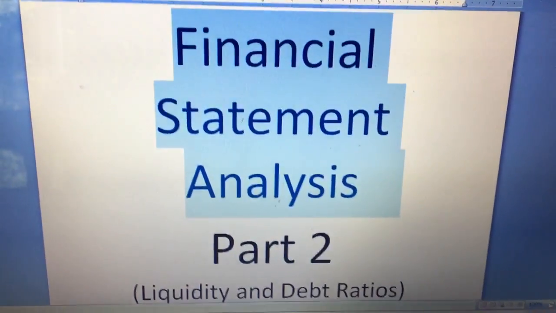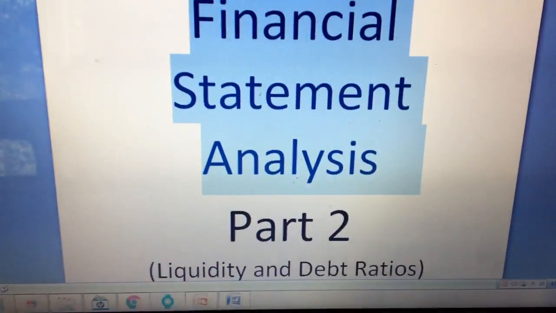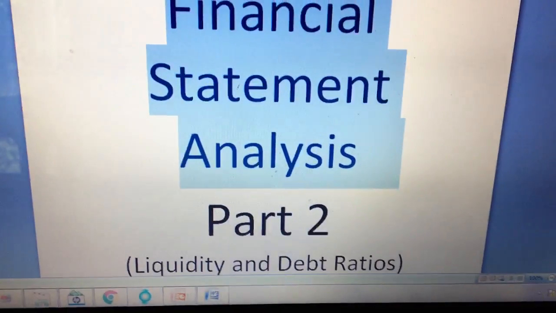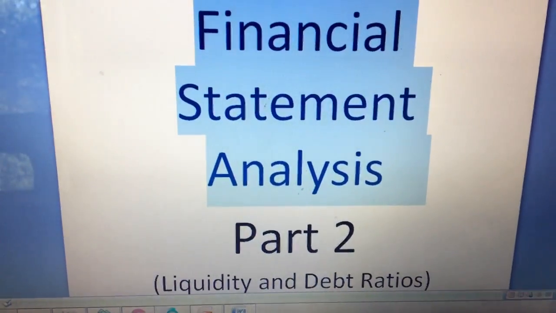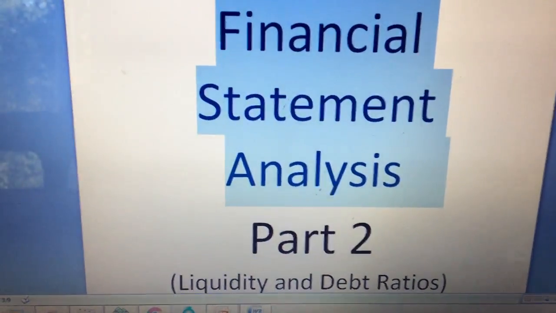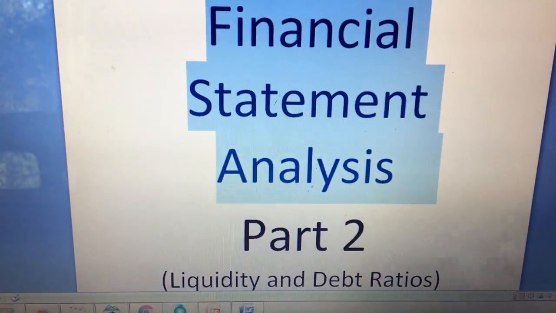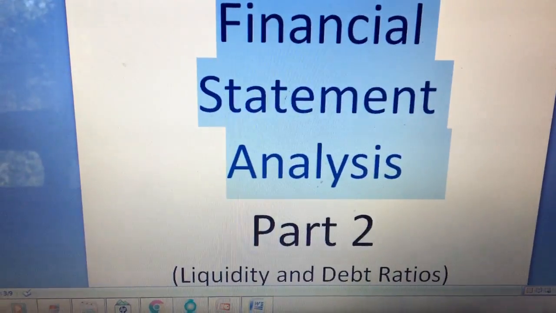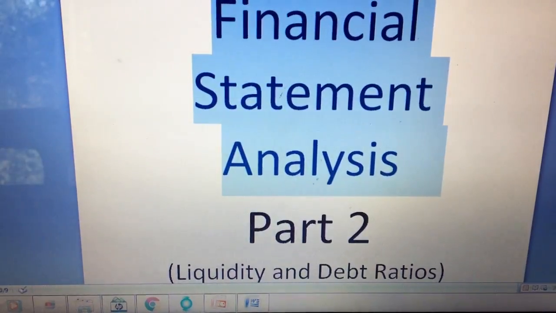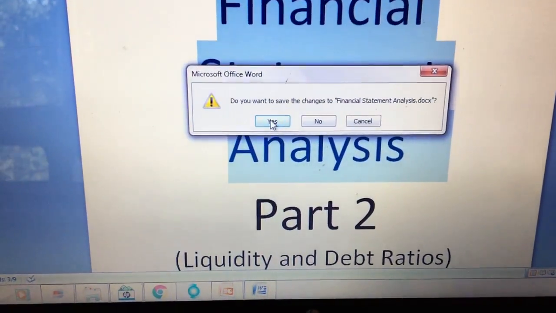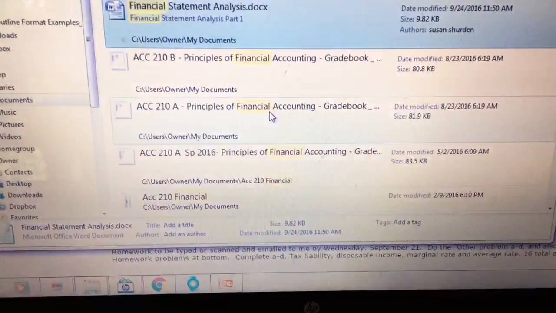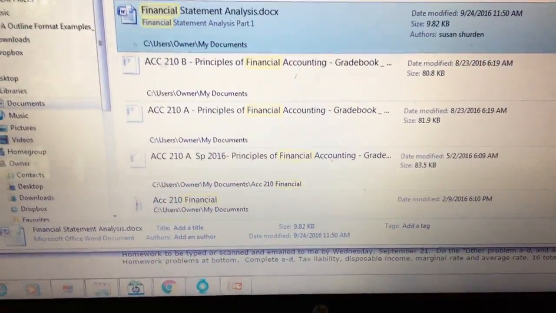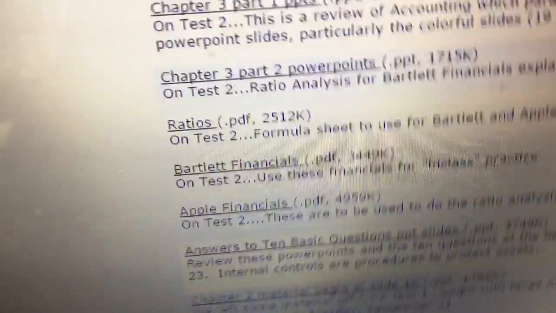Good morning, students. Today we are going to be looking at part 2 of the financial statement analysis on Bartlett financial statements. This will include the liquidity and the debt ratios. Okay, let me take you to Wolf Den. And we want to look at your Wolf Den page.